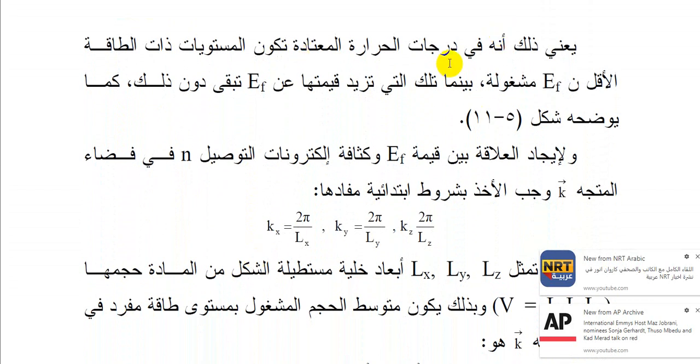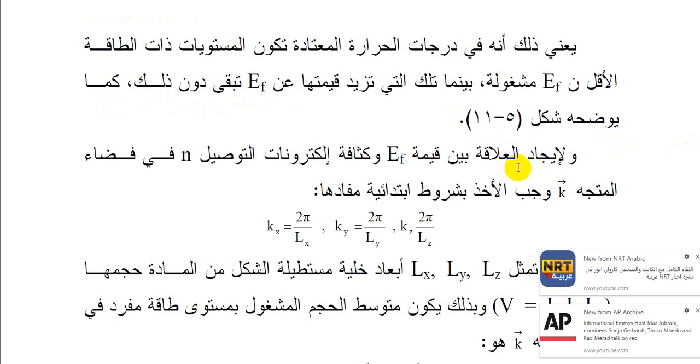That means that at usual temperatures, the energy levels lower than EF are occupied, while the levels with a value much more than EF remain unoccupied, on the other way around. The levels that have a value way beyond EF actually stay or remain empty, as illustrated in figure 11.5.